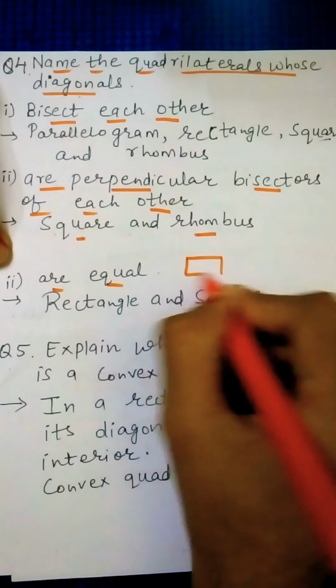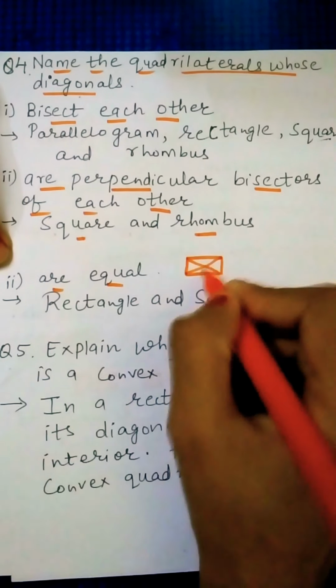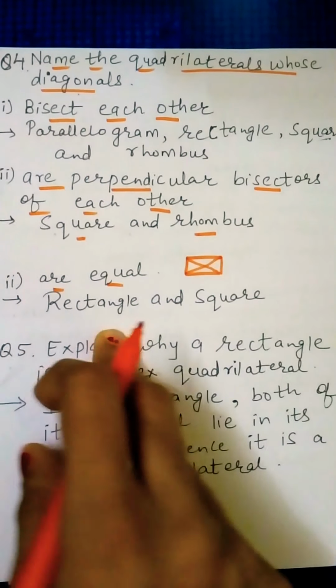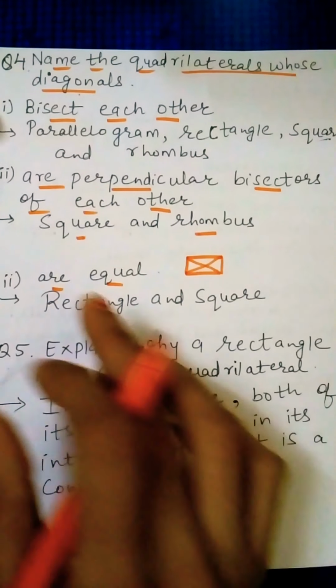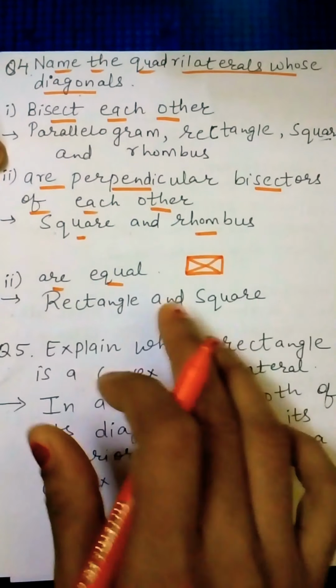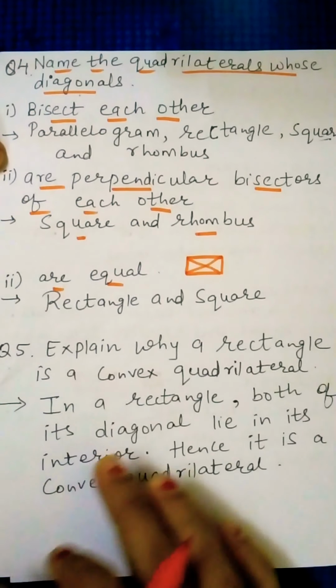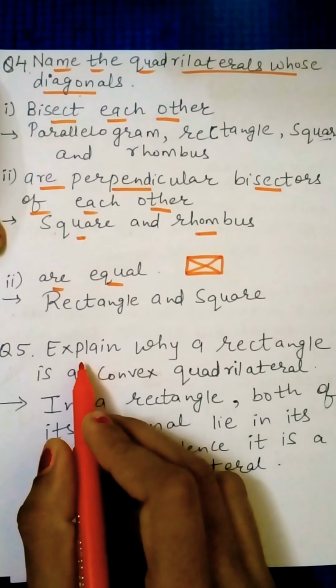In rectangle or in square, if you draw both diagonals, the diagonals are equal. In rectangle also it is equal and in square also both the diagonals are equal. So our third answer will be rectangle and square. So this was question number 4. Now moving ahead with question number 5. Question number 5 is, let us see the question.